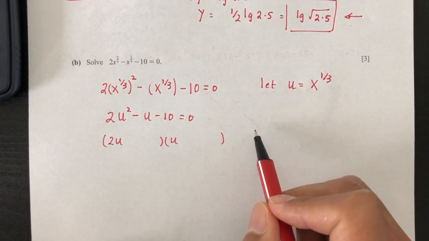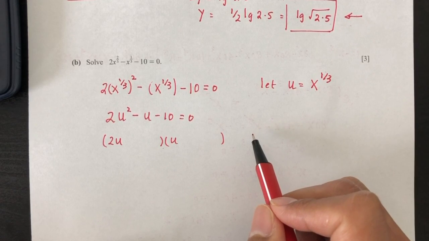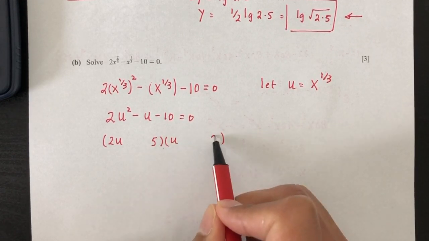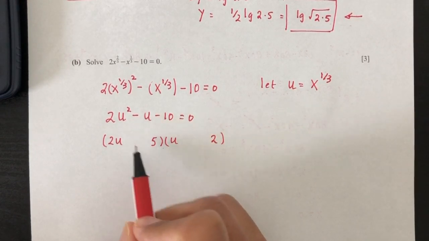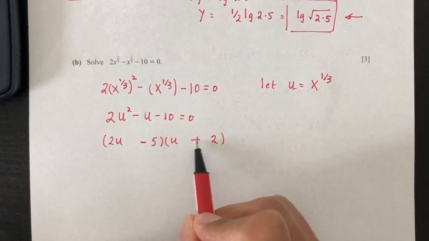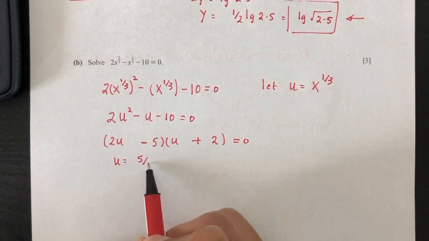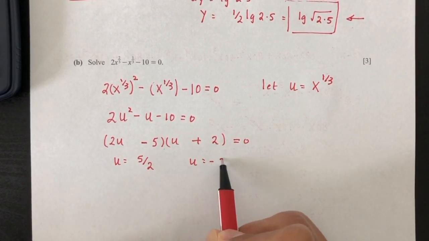What is 10? 10 is, we know, 2 times 5. So let's do 5 here and 2 here. For us to get minus u, we have to do minus 5 plus 4. So u becomes 5 over 2 and u becomes minus 2.